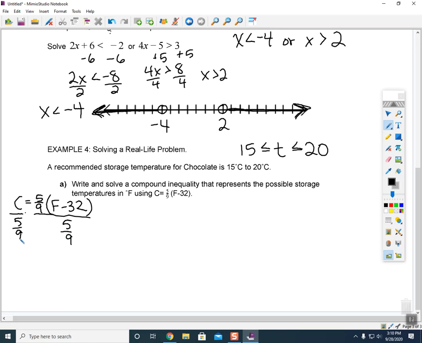I know that dividing by 5/9 is the same thing as multiplying by 9/5. So I'm going to switch this around and say that I've got 9/5 C.